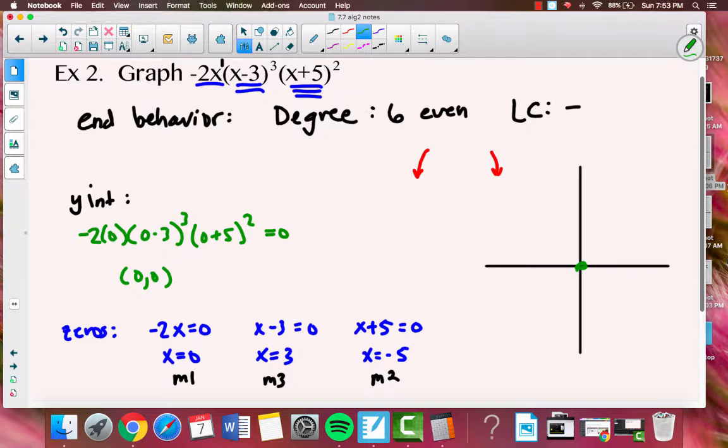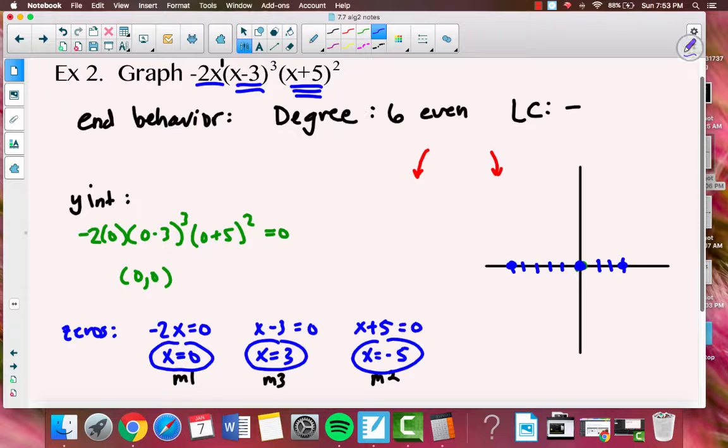So now I'm going to go ahead and plot my x-intercepts. So remember, we have 3 of them here on the x-axis. So I have something at x equals 0, which we already had a point there, so you can cover it up if you want, but you don't have to repeat points if it's already there. Then we have a point at x equals 3, and then we have a point at x equals negative 5.